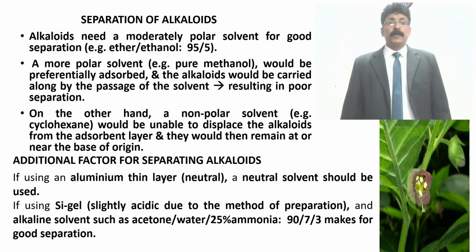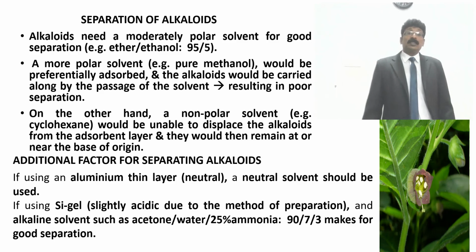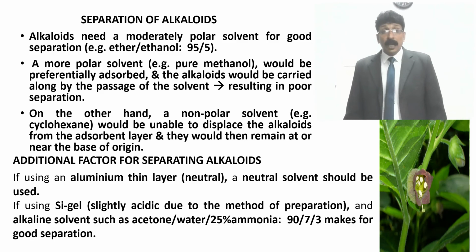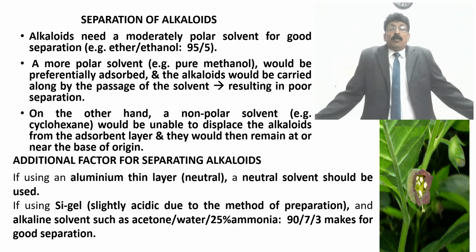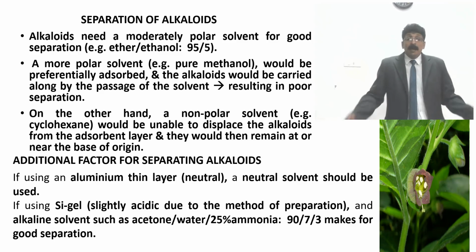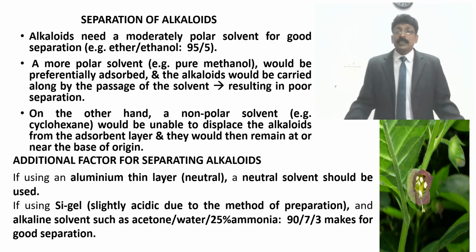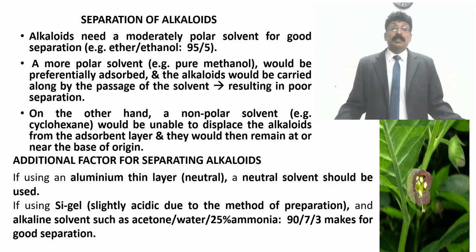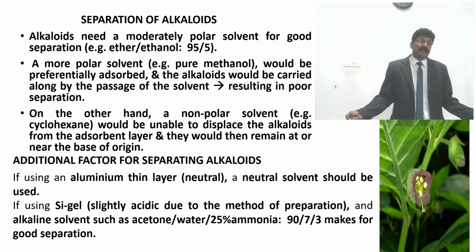On the other hand, if you use a non-polar solvent like cyclohexane for separation of the alkaloids, what happens? The spot may not move, as the solvent is unable to displace it. It cannot move the sample which you kept on the baseline. The alkaloid may be adsorbed on the layer, it will stay in the same place near the baseline. So there is also no separation.